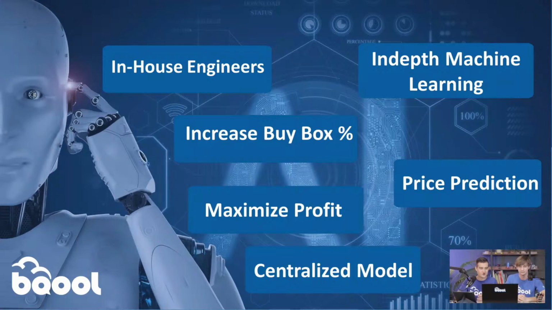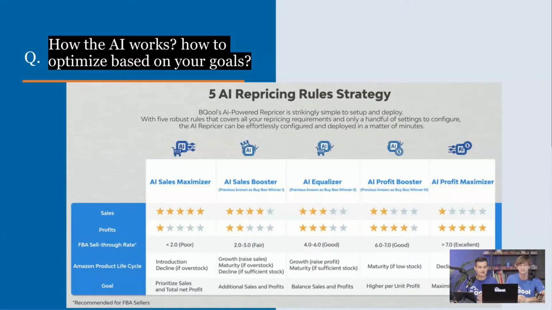We're going to talk a little bit about something that a lot of people have asked us. They ask about our five AI repricing rules: how do I pick them, and how do I optimize them based on my goals? Again, I'm just going to share my screen so you can see where you set up the rules. If you go into your Repricing Central account, which I'm doing right now, let me share my screen so everybody can see.